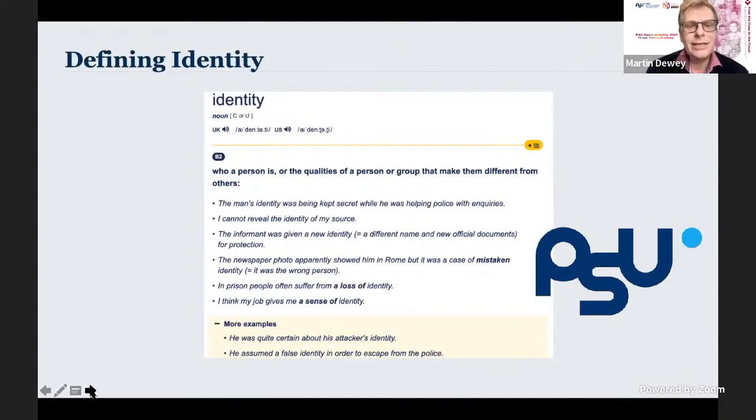So the man's identity was being kept secret. I cannot reveal the identity of my source. And you have several different examples, all right? The key point that I want to highlight is how identity in this dictionary is described as who we are, or the qualities we have, okay?